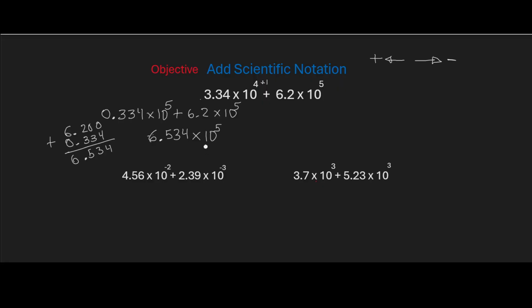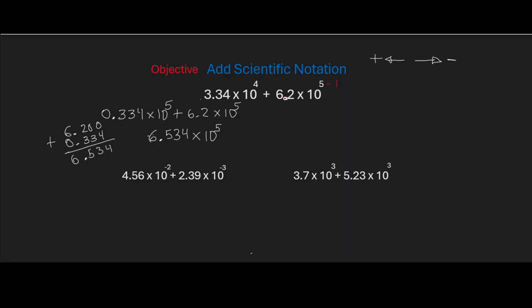Now, this is already in scientific notation because you should have only one whole number in front of the decimal point. Okay, so the answer is going to be 6.534. Now, that is what we get when we add 1. What I'm going to do now is do it the other way, just to show you that you're going to get the same answer. Instead of adding 1, I'm going to be subtracting 1 to make it 4.